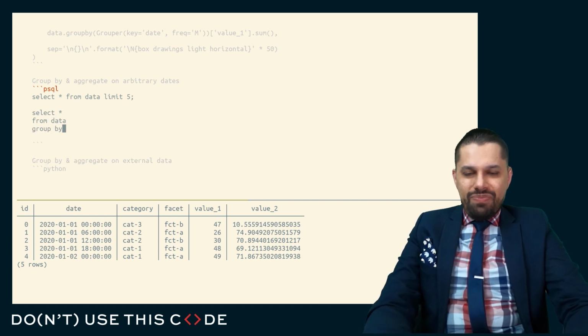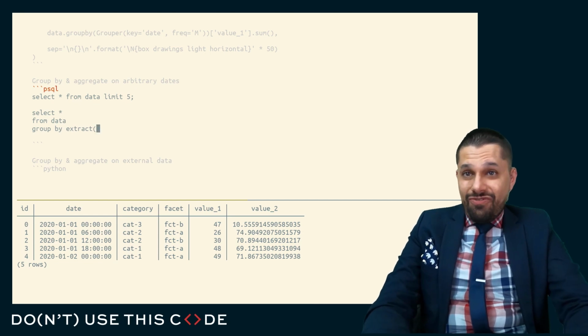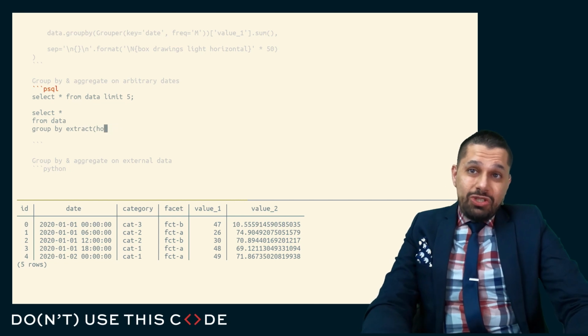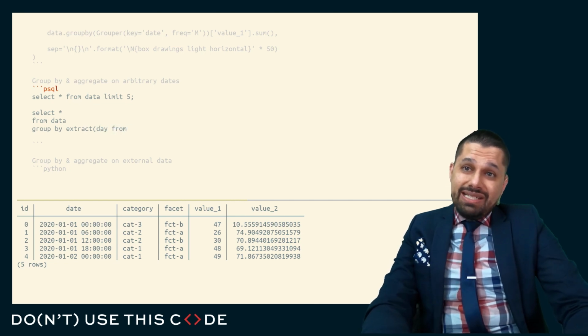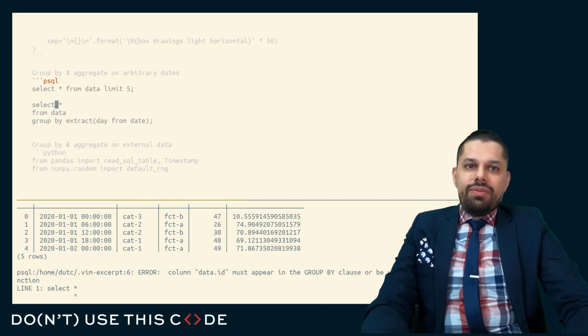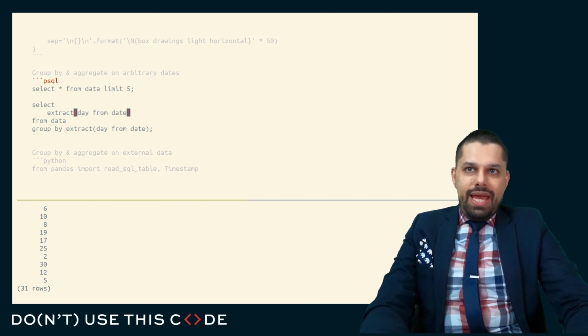In SQL, I don't know if you're going to like this, but what we're going to do is say a group by extract. Okay, let's see if I remember how to do this. We have to extract, and this is a function that takes a special keyword, extract day, from our date, and let's see if that does it. And then here, we need the extracted day from the date. There we go, and that gives us our day.